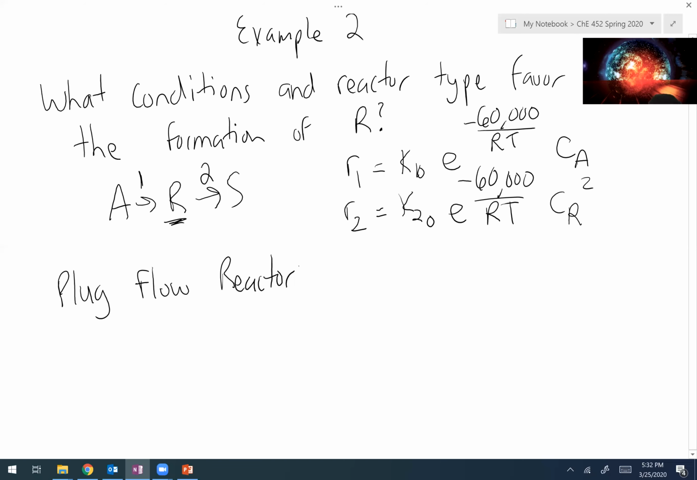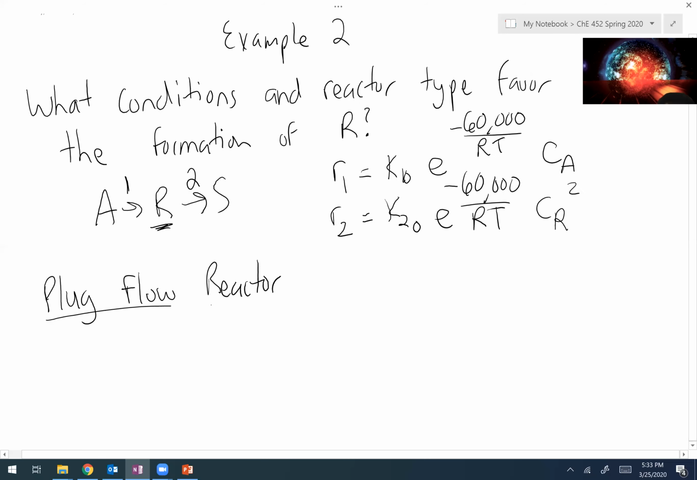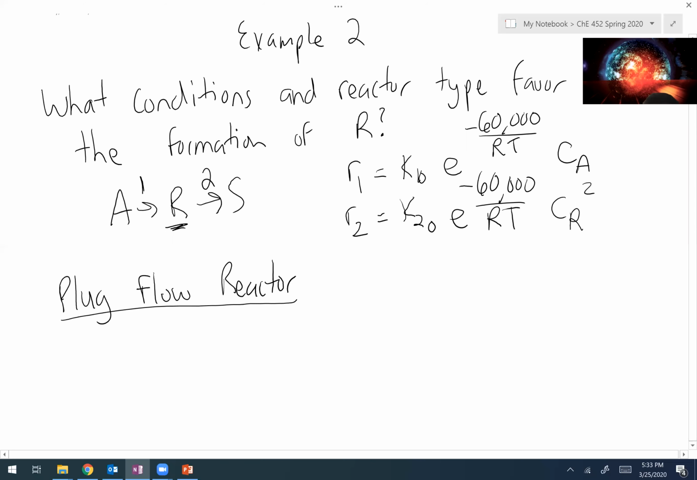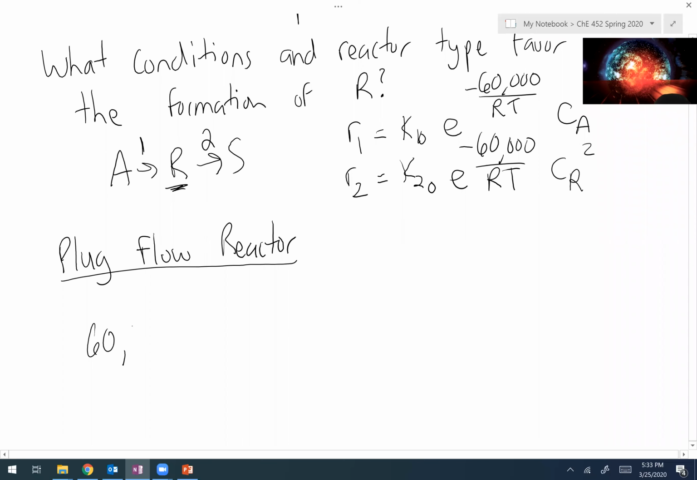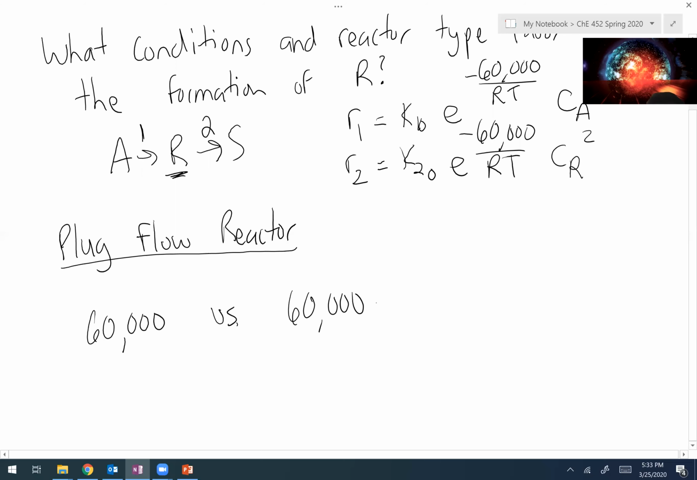which allows you to identify the optimal volume and length to get good conversion of that intermediate without having that secondary reaction overtake. So for this, I would definitely recommend a plug flow reactor. Now, looking at the activation energies, they're unfortunately the same, so manipulation of temperature is not going to do a whole lot in terms of selectivity. I'll go ahead and write that down.